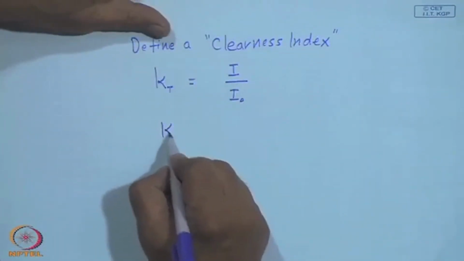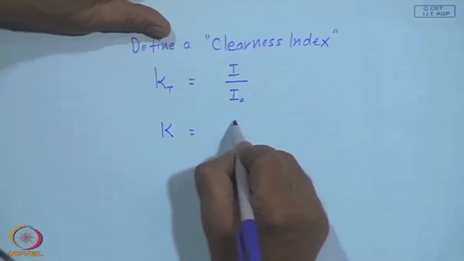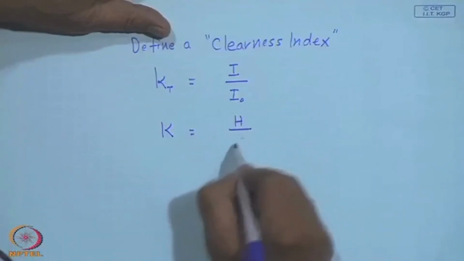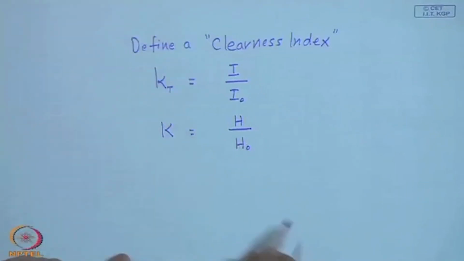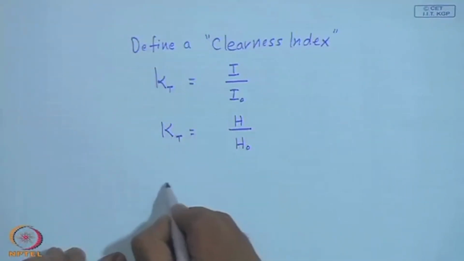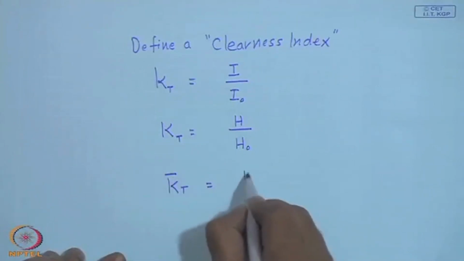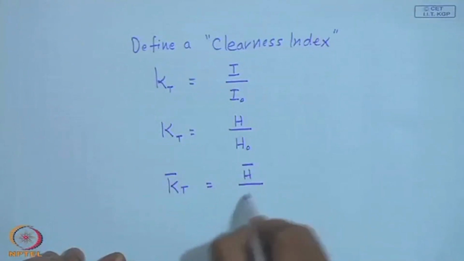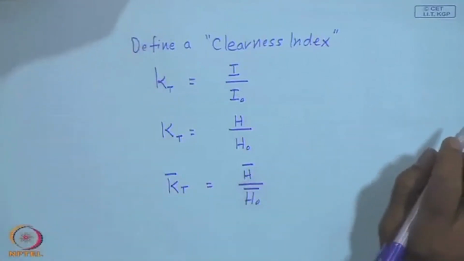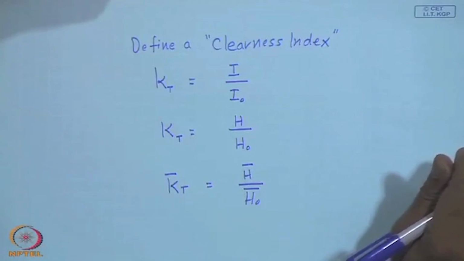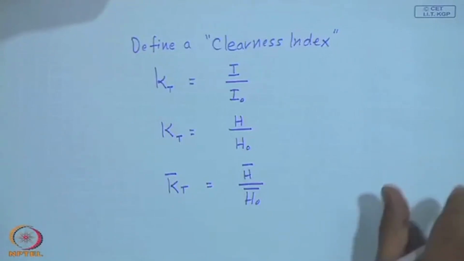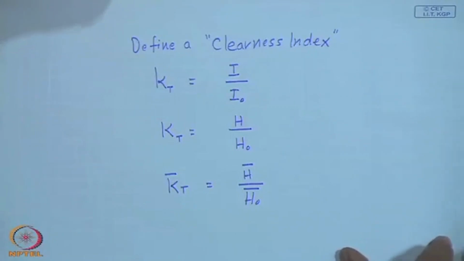Similarly, for the day I can define it as H by H_0. And correspondingly for the monthly average day, you define a capital K_T bar as H bar upon H_0 bar, right.